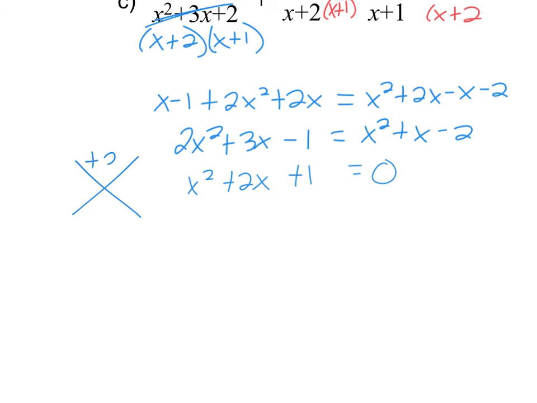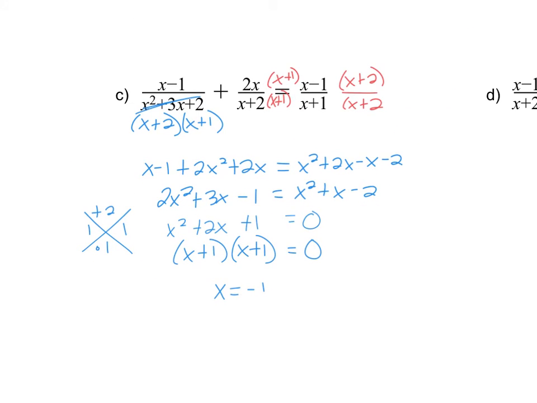So what adds to be 2 and multiplies to be 1? That would be 1 and 1. So this is going to be x plus 1 times x plus 1, right, equals 0. So what does x equal? x equals negative 1. Okay, let's double check. Is that a restriction? Yes, it is. So you can see right here there's a restriction when x is negative 1. So this is a restriction.